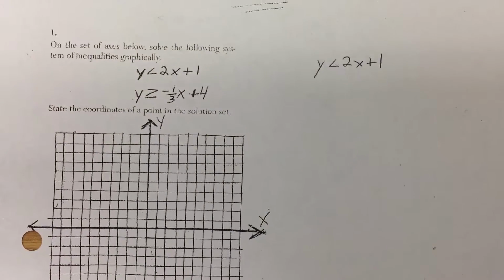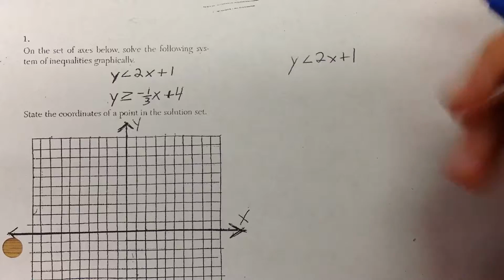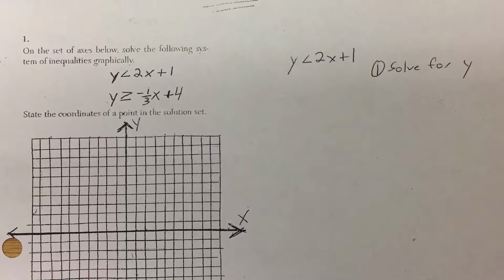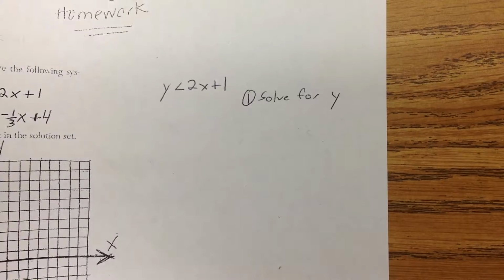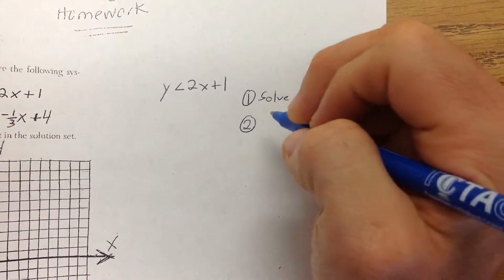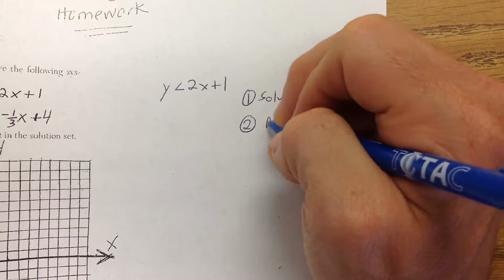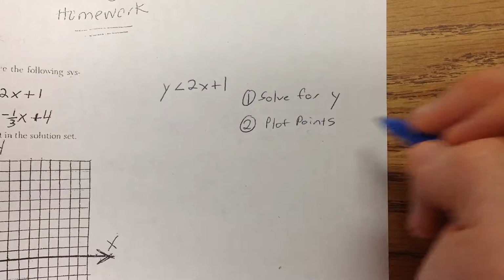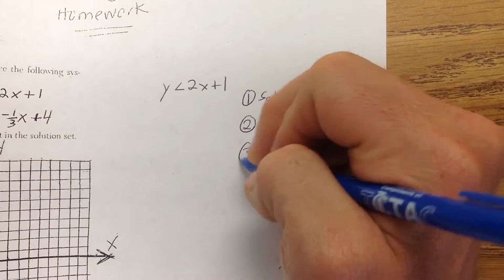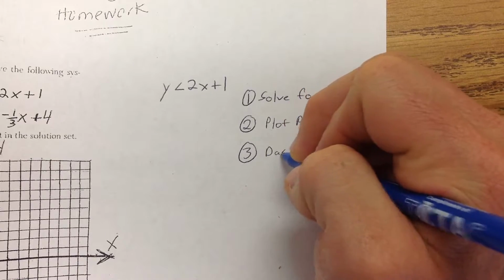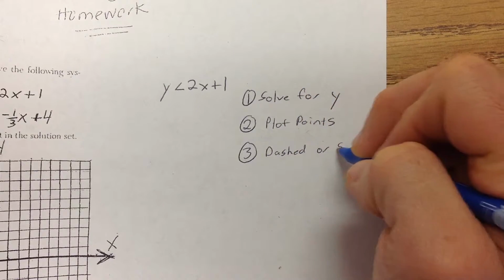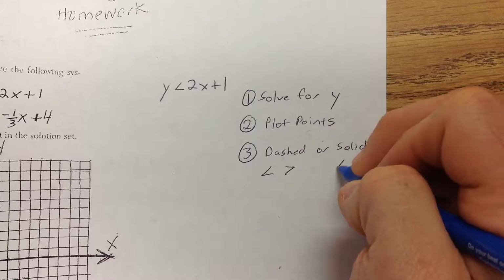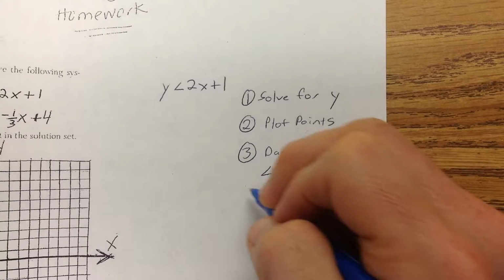Okay. So here's kind of the checklist that you want to go through on these. One, you want to solve for y. Now on this one we don't actually have to do that, so the y is already taken care of for us. Step 2 is you're going to want to plot your points, and that's either with a table or with the slope and the y-intercept. That's your choice. 3, you have to think about whether it's dashed or solid. And the way that you know is less than and greater thans are dashed, less than or equal to or greater than or equal to's are solid.